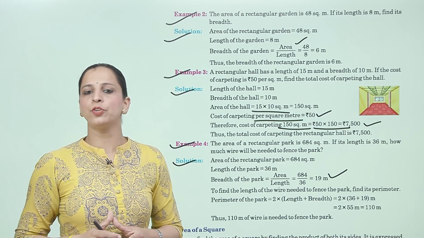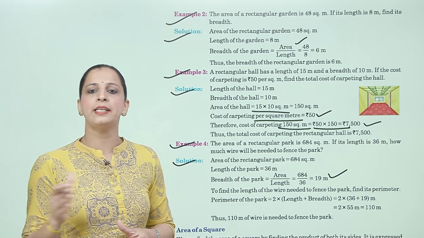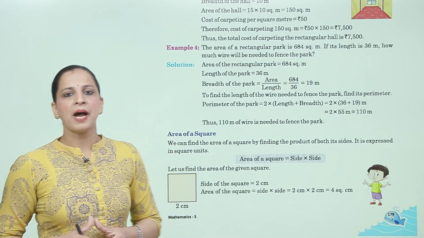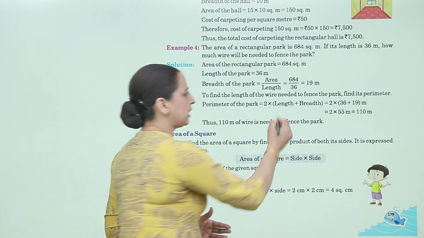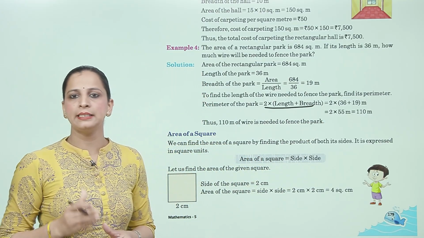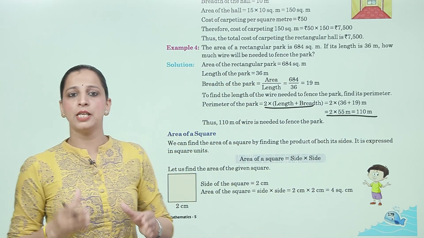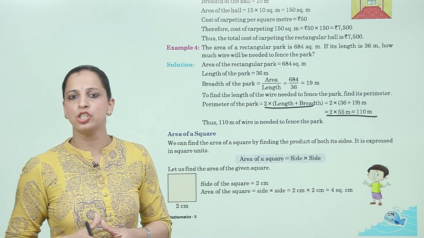To find the length of the wire needed to fence the park, find its perimeter. Now, perimeter of the park is 2 into length plus breadth, that is 2 into 36 plus 19, that is 55 meter. 2 into 55 is 110 meter. Thus, 110 meter of wire is needed to fence the park.